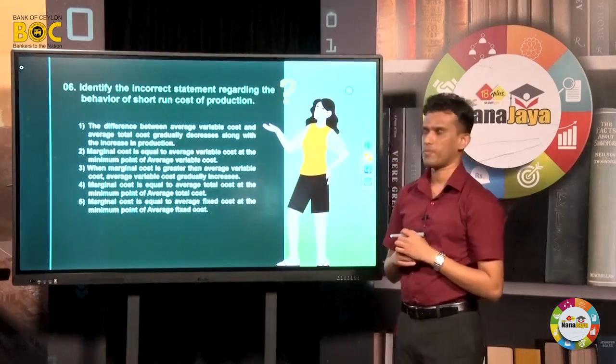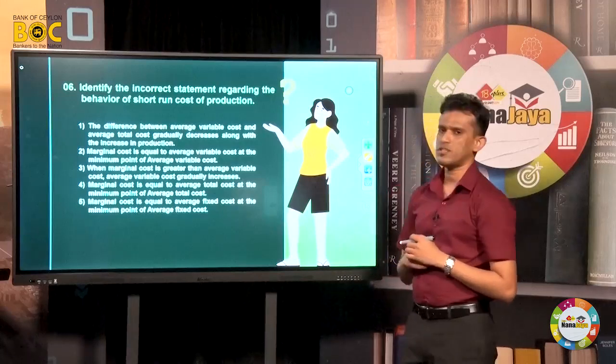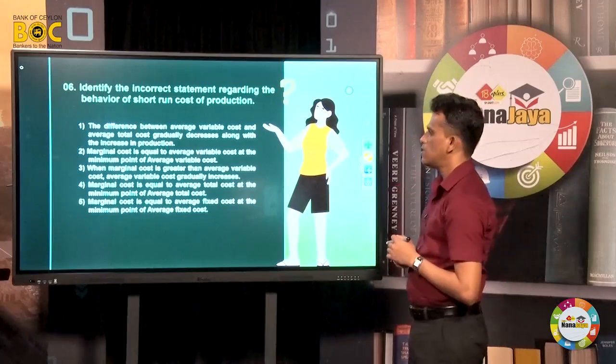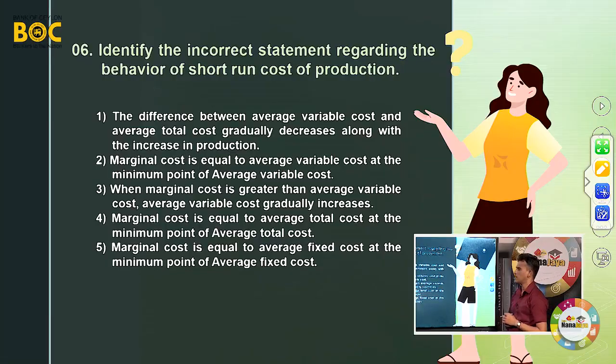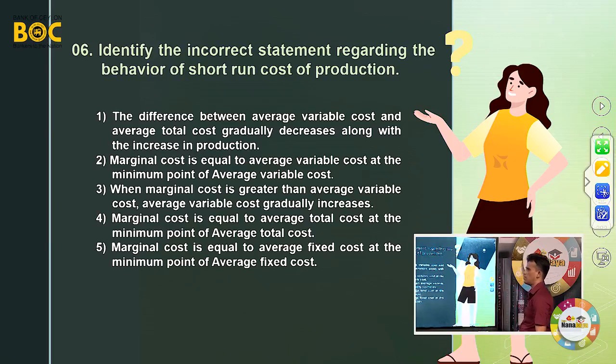We will go to the question. Identify the incorrect statement regarding the behavior of short run cost of production. First answer: the difference between the average variable cost and average total cost gradually decreases along with the increase in production. We learnt it. We explained that the gap between AVC and ATC represents AFC. AFC is continuously decreasing, therefore the gap between AVC and ATC is also continuously going down. Therefore, the first statement is a correct statement.